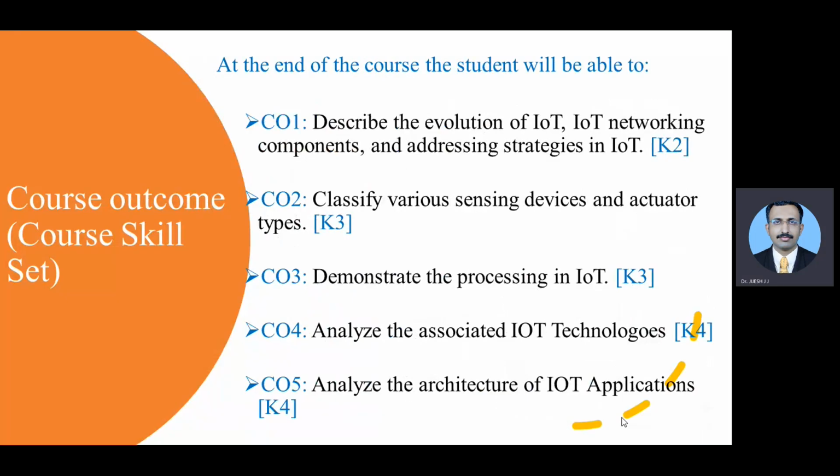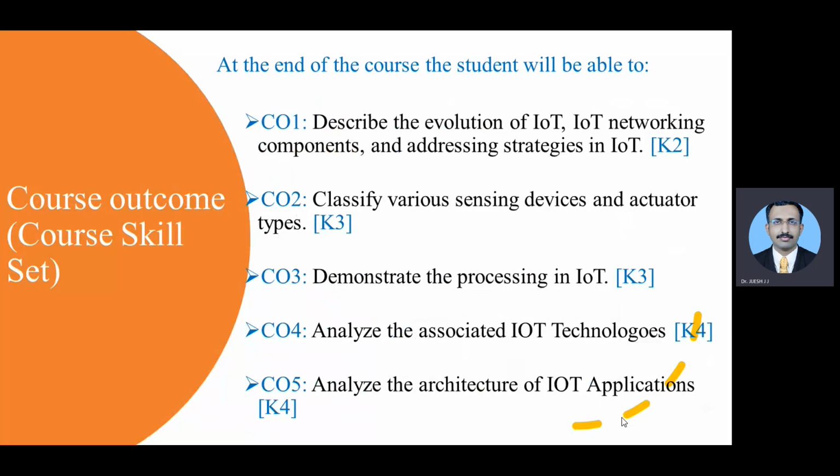So this is called the course outcome. Outcome means what? Once you learn the entire course, what you are going to understand. What is the outcome of learning? Why do you need to learn this course? So the first outcome, you can say, is that it will describe the evolution of IoT. Then also understand the IoT networks and components and addressing strategies. So as I have told you, how many levels are there? How many knowledge levels are there? 6 are there, isn't it?